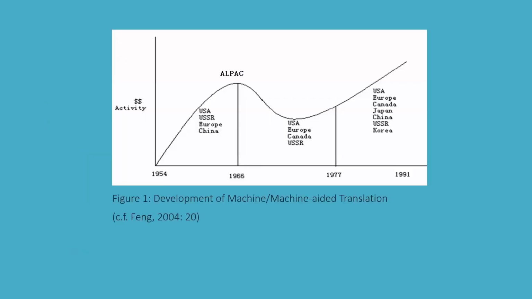So basically, we can see that since the turning point in 1976 with the release of the SYSTRAN system, translation technology has been developed and has been on the rise. The only setback in the history of translation technology was in 1966. And after that, the research and development of translation technology has been on the rise. So it's a promising field for research and development.